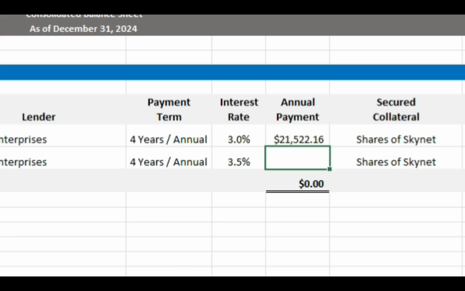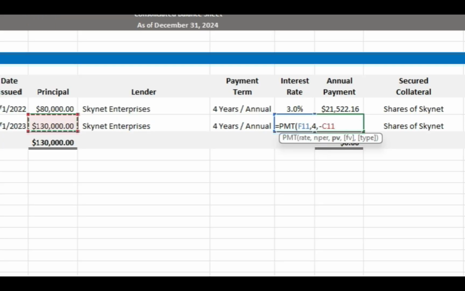So let's just run through the payment function real quick again so we can figure out what our payment is for this loan. Going through this again, we're going to grab our rate. It's a 4-year loan, 4 annual payments. Our present value is going to be negative what the principal lent was. And then our future value is 0 because it's going to be fully paid off. So we know what our annual payment is now using the payment function.